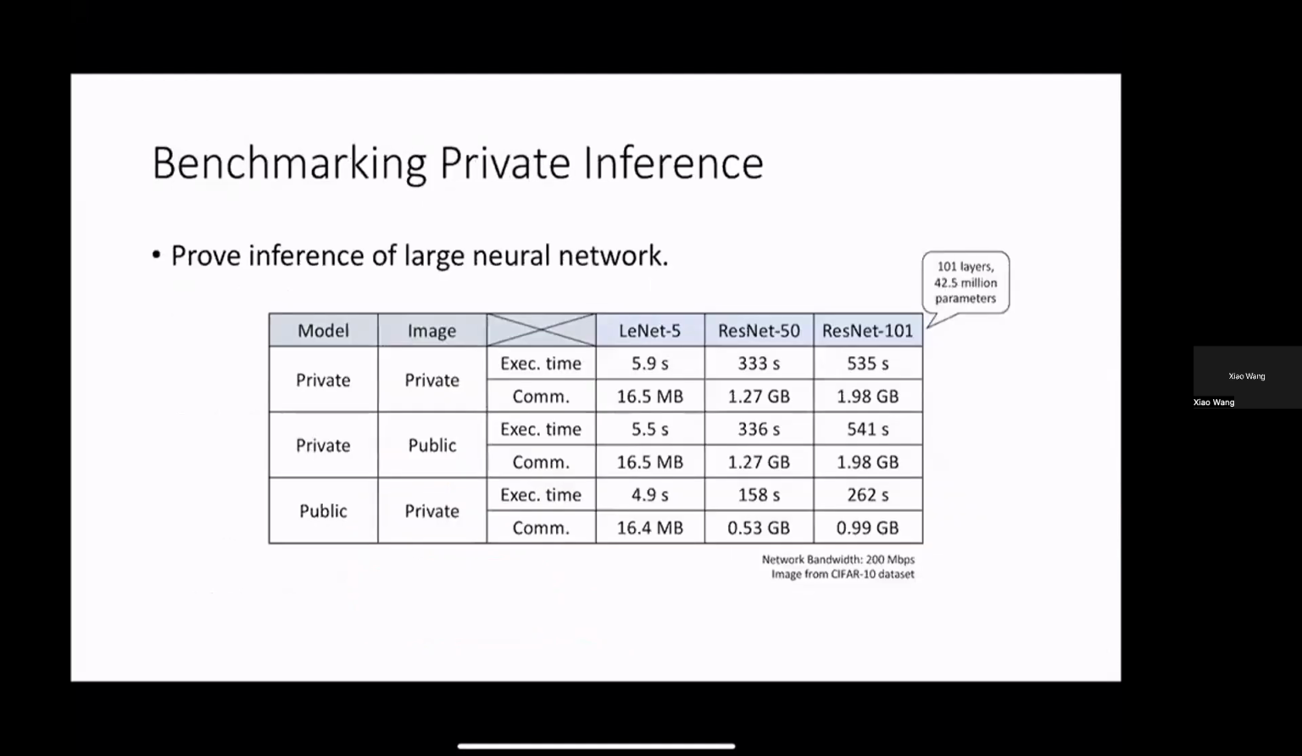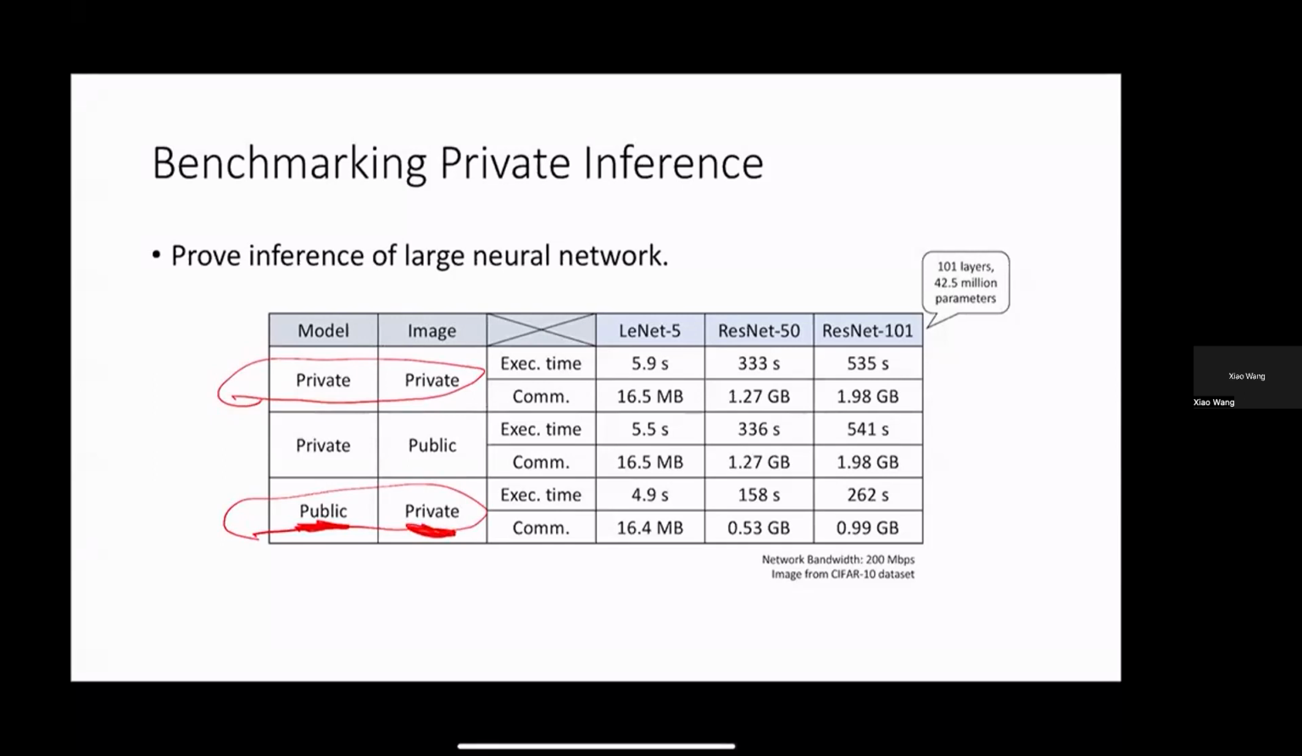Okay, and these are some examples of execution. Over here I talk about three types of tasks. There could be a case where both the model and the image are private, only known to the prover, or the model is public but the image is private. They come with different kinds of cost.